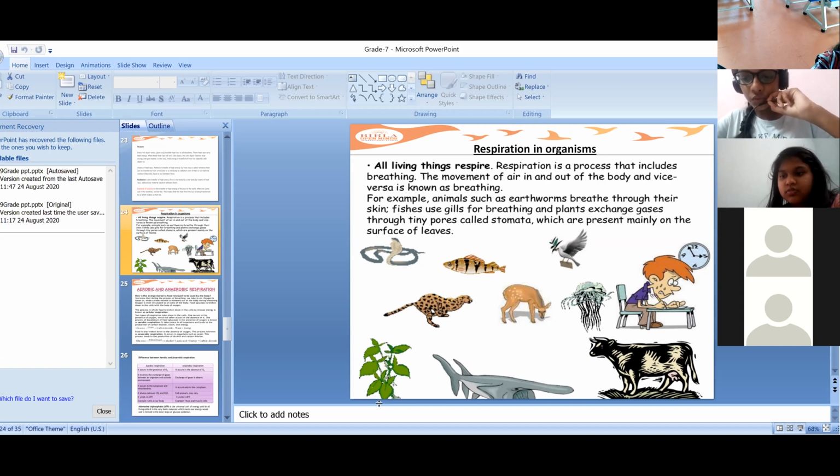Respiration is of two types. Aerobic respiration takes place in the presence of air, or we can call it oxygen. Most of the animals like crocodiles, humans, monkeys, rabbits, etc. respire aerobically. Anaerobic respiration takes place in the absence of air. Microorganisms like yeast and certain bacteria respire anaerobically.